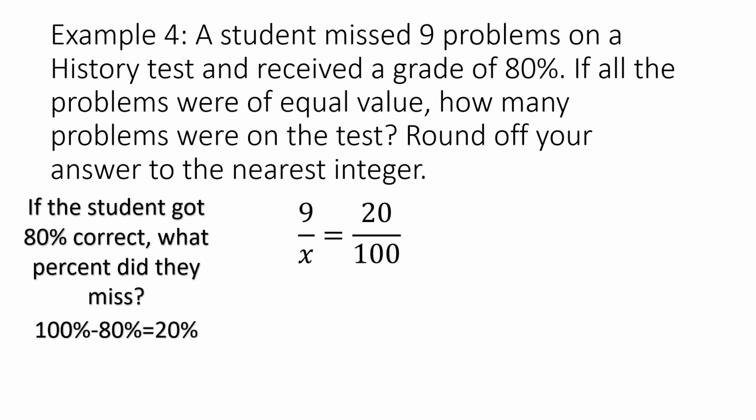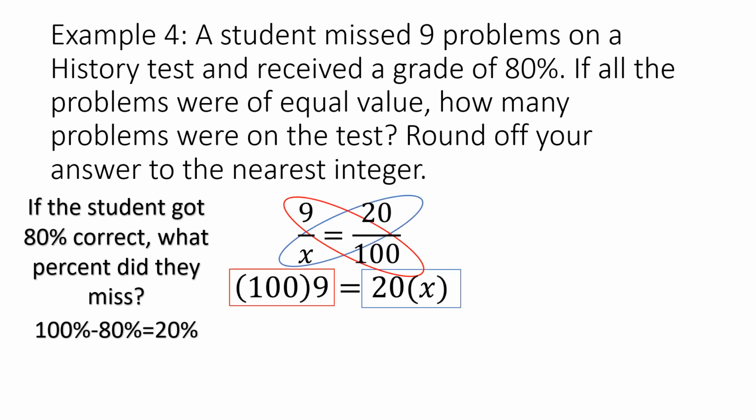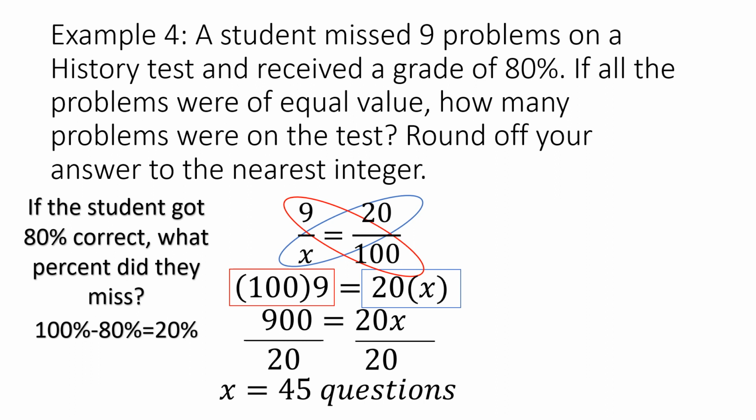Now we're going to do our cross multiplication. So we're going to do 100 times 9, and we're going to do 20 times x. So 100 times 9 is 900 equals 20x, and then we're going to divide both sides by 20. And so that means that x is going to equal 45 questions.